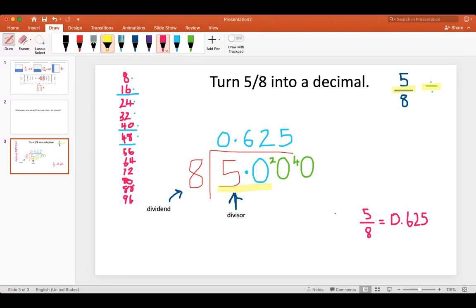So just as a quick recap, you need to set up a bus stop method, write your multiples of the dividend, and then you can carry out as normal your short multiplications.